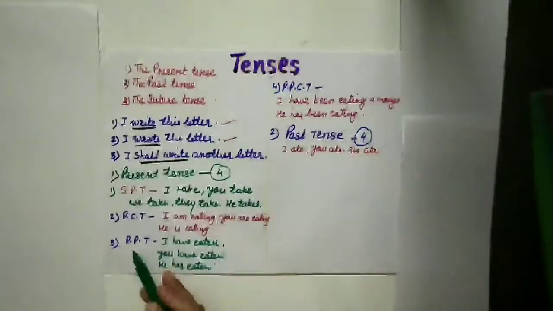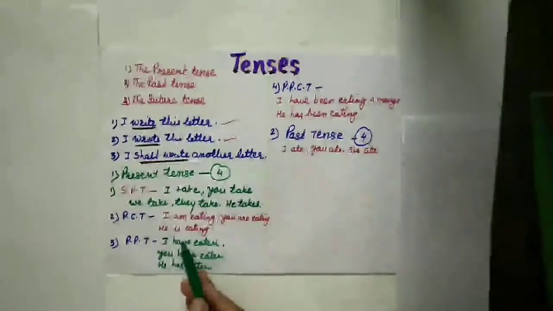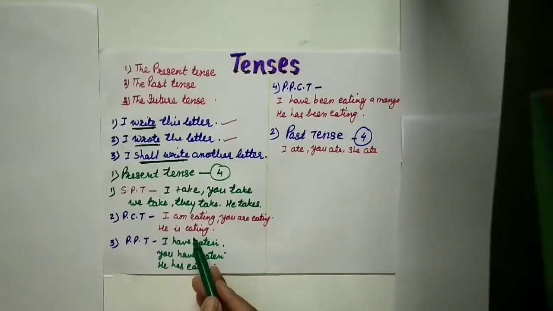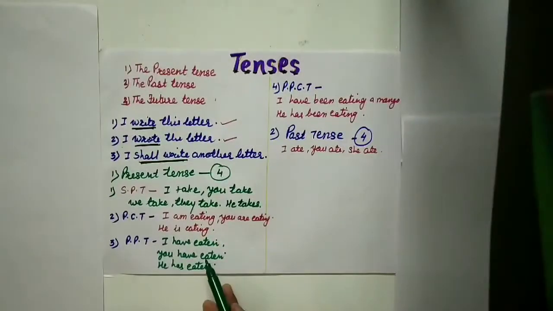Third is present perfect tense. It is used to indicate completed activities. That means recent activities. I have eaten, you have eaten, he has eaten. Means these actions or activities are just completed recently.